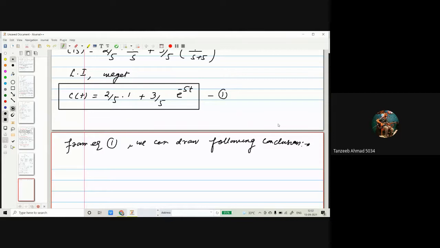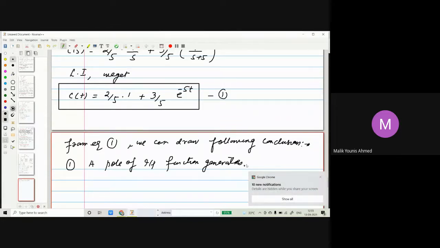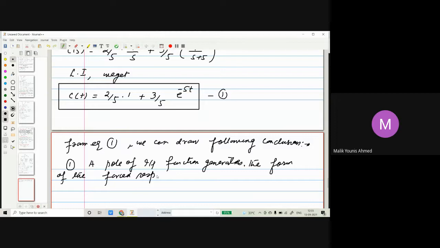Yes, sir, clear. Okay. Number 1: we also studied this in the network, but I will explain it a little more. First conclusion: a pole of the input function generates the form of the forced response.